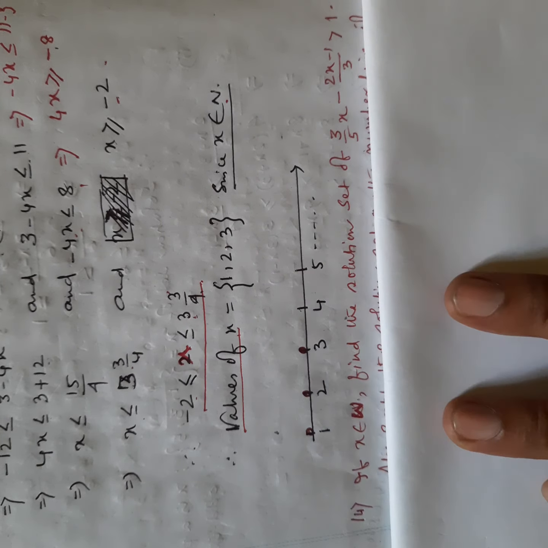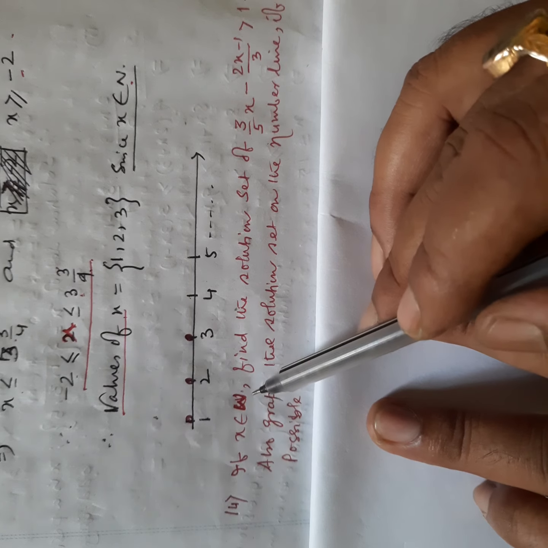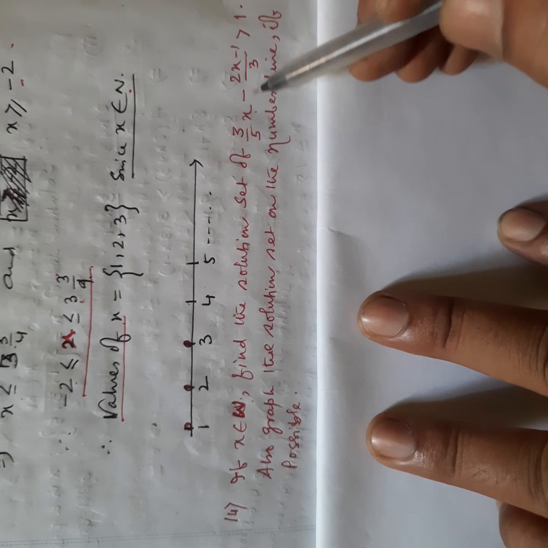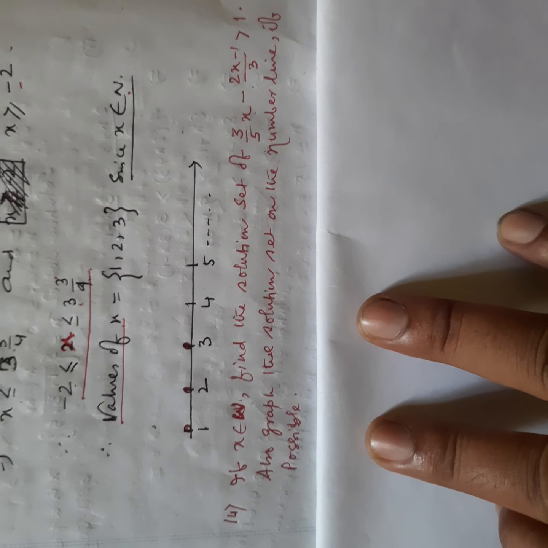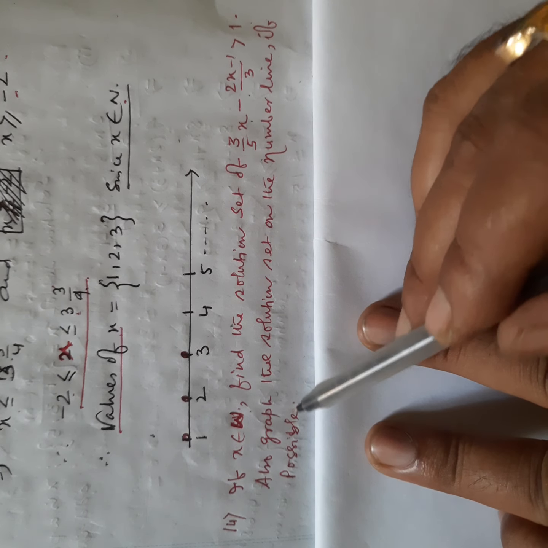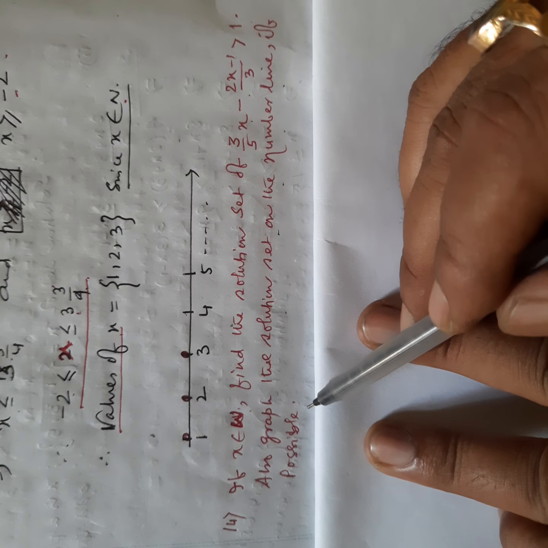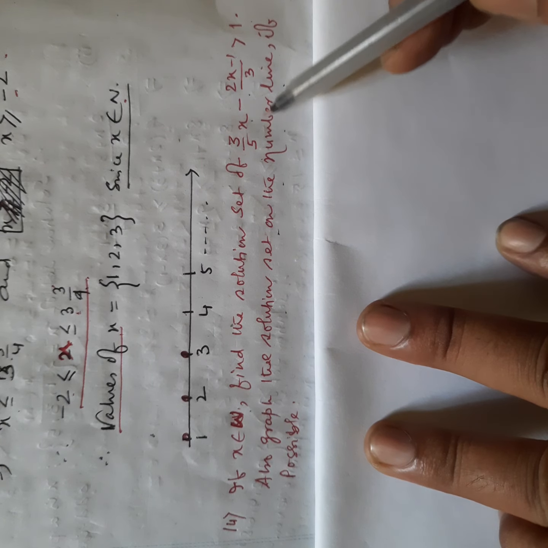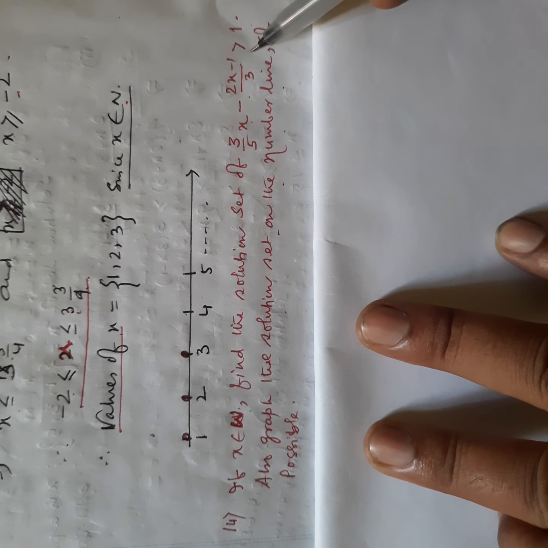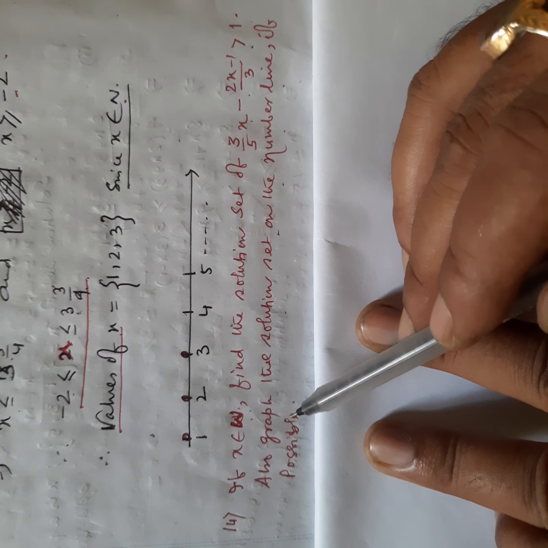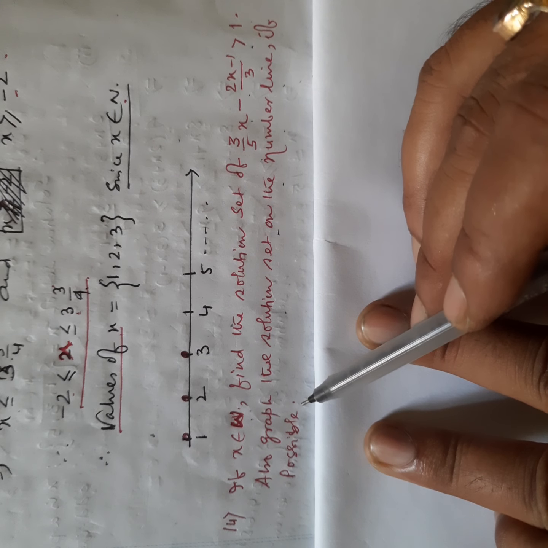Next. If x belongs to capital W, find the solution set of 3/5 x - (2x - 1)/3 > 1. Also graph the solution set on the number line if possible. At first solve this inequation and determine the solution set when x belongs to W, and if possible then draw the graph on the number line.